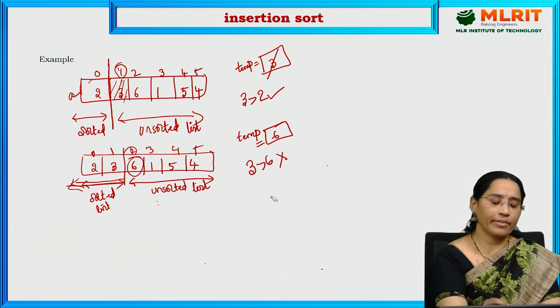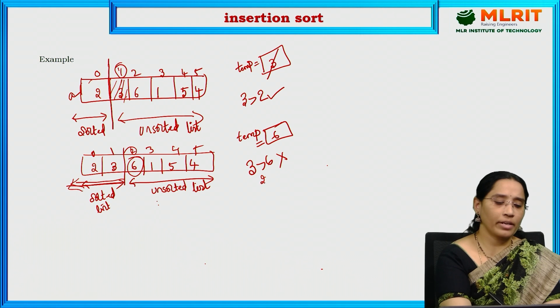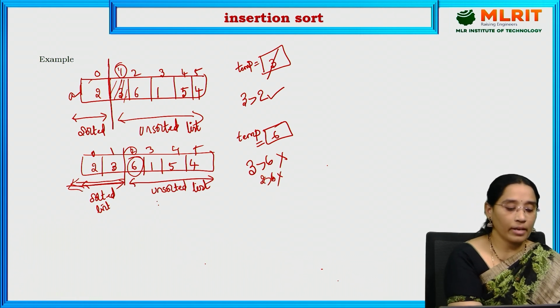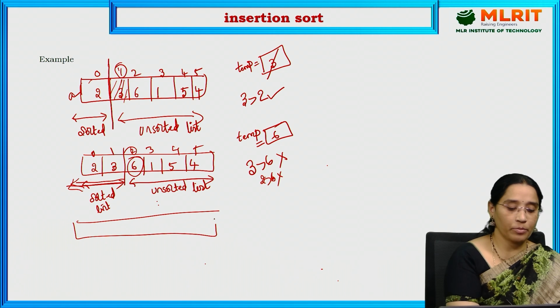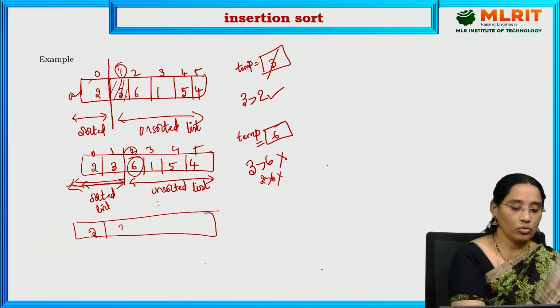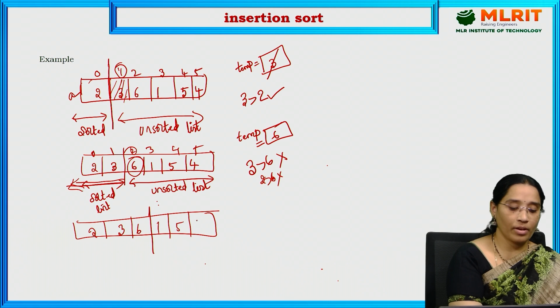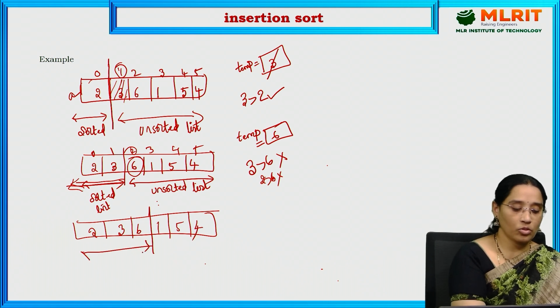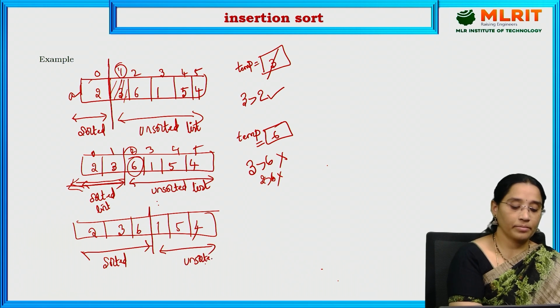3 greater than 6, false. Next, 2 greater than 6, again this is also false. So the element 6 is at its correct position. So it is 2, 3, 6, 1, 5 and 4. This is the sorted array, and this one is your unsorted array.